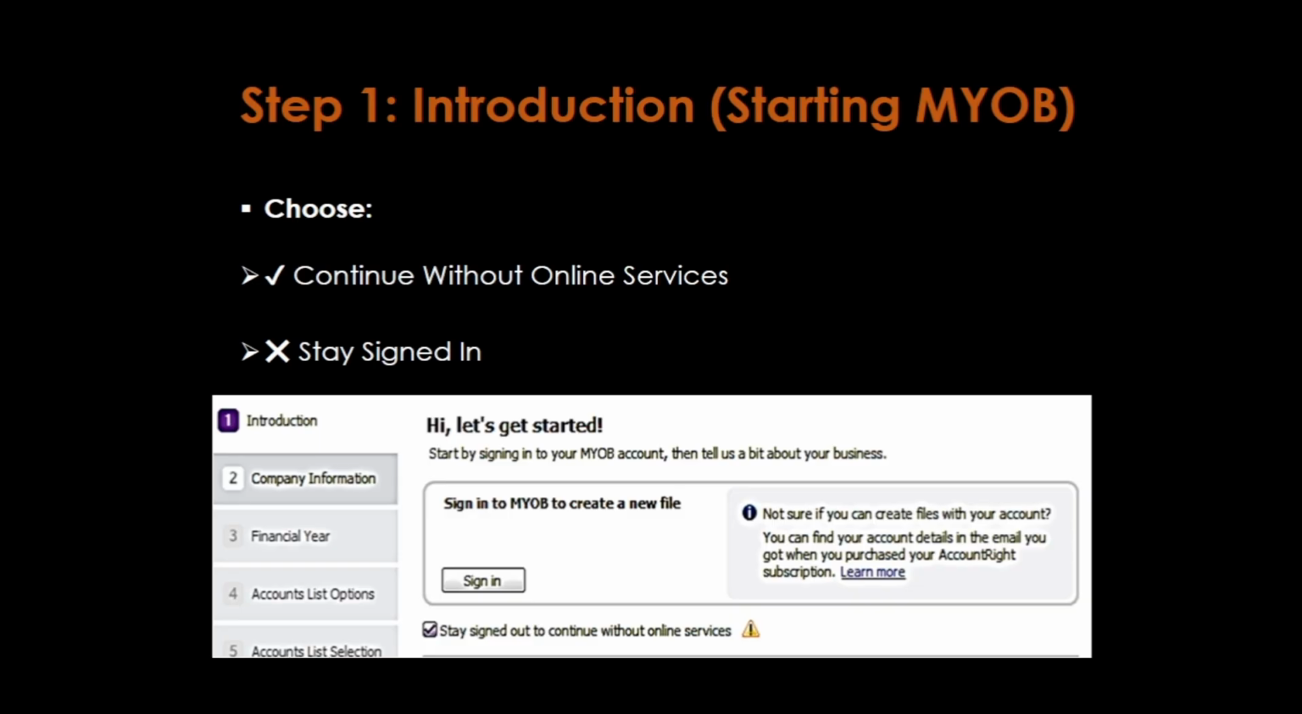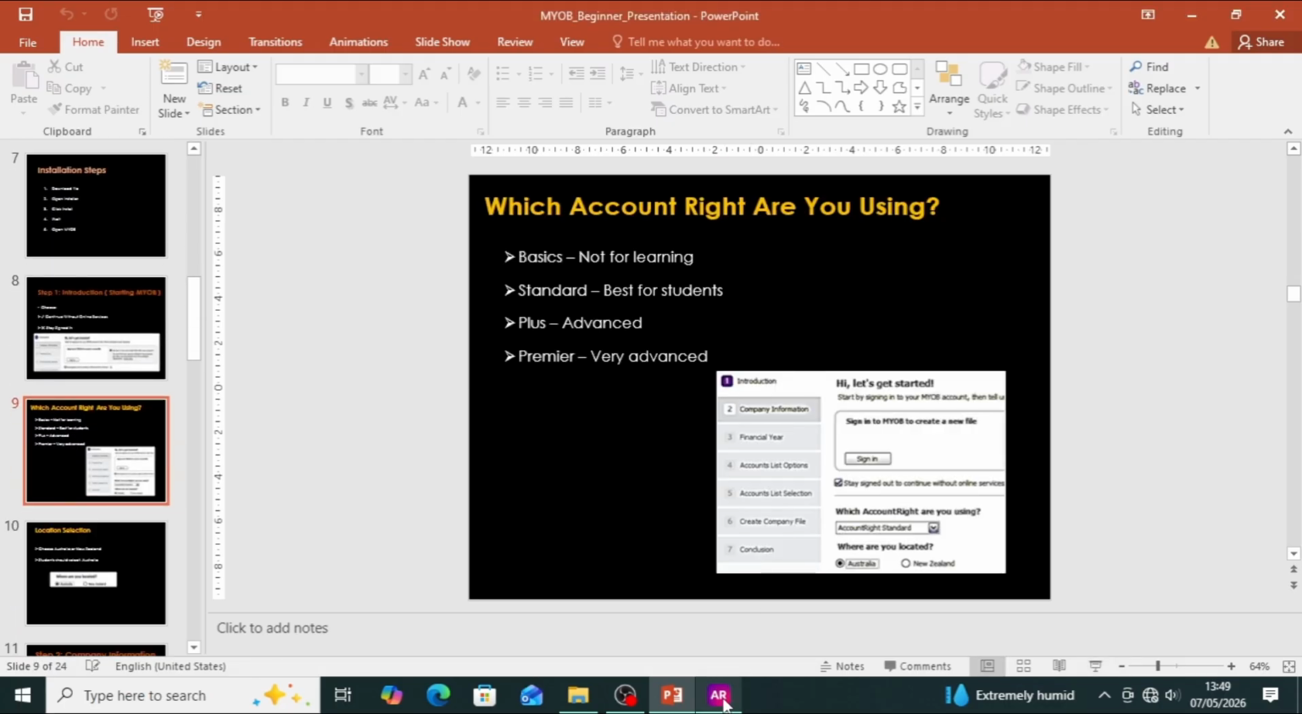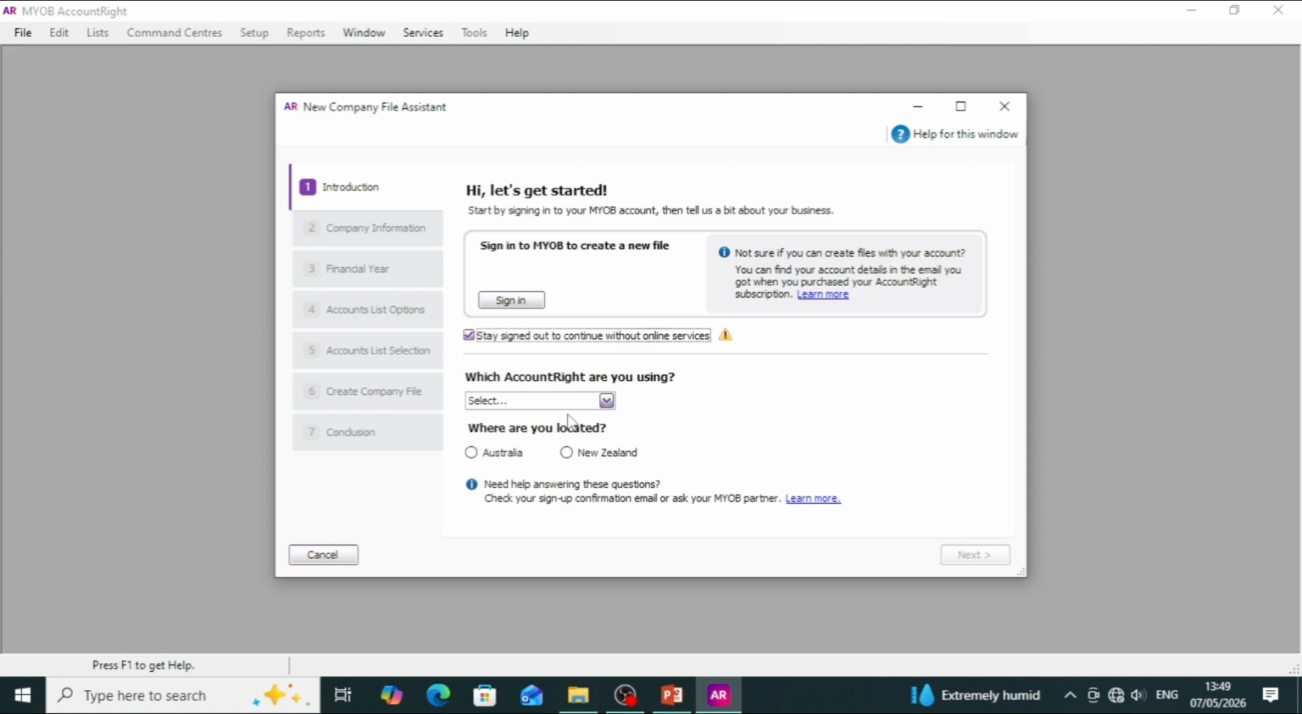Company information. Before we enter the company information, I have to show that here we have to select account options. These are basics, standard, plus and premier. What should we select here?